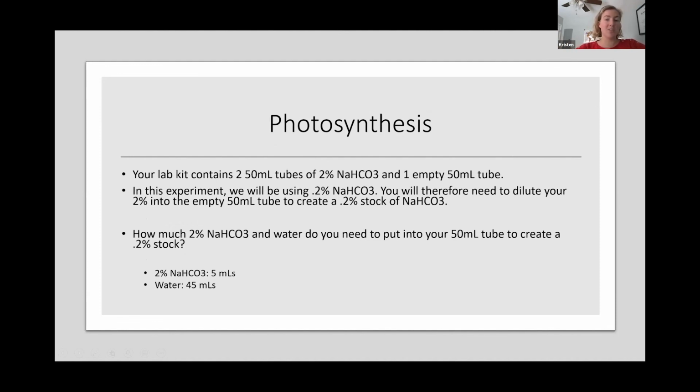We're going to be using 0.2% NaHCO3. You will therefore need to dilute your solution of 2% into the 50 ml tube. At this point, this slide is usually a little more edited, so we allow things to pop up. We walk through with them how much 2% NaHCO3 and how much water you need to put into your 50 ml tube to create a 0.2% stock. We'll give the students a few minutes to work on this and provide help and feedback. But hopefully by the end of this, we know that it's a 10-fold dilution. So we will have 5 mL of 2% NaHCO3 with 45 mL of water. Whenever they're using their solution for this experiment, they're going to need to use this dilution.